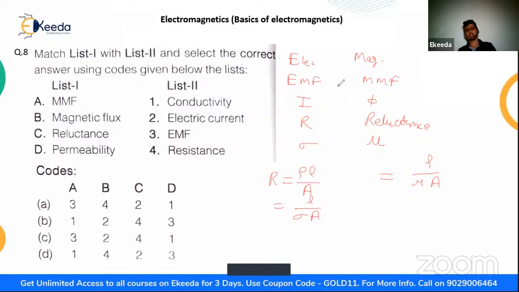So in electrostatics there is electromotive force, and in magnetostatics it's known as magnetomotive force. The current flows there, and there is flux linkage, magnetic flux. They correspond, or you can correlate them directly. There is resistance in electrostatics and reluctance in magnetostatics; conductivity and permeability. So MMF will be related to EMF, magnetic flux will be related to the electric current, reluctance will be correlated with resistance, and permeability will be the equivalent of conductivity. So what will be the answer? A is for 3 and B is for 2, so C will be the answer.